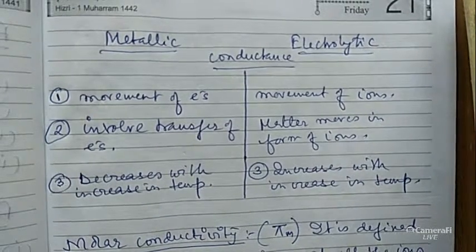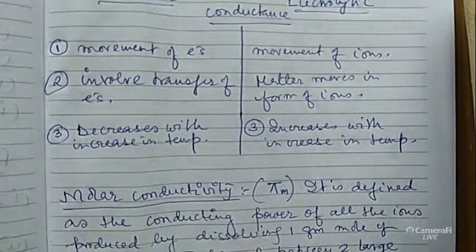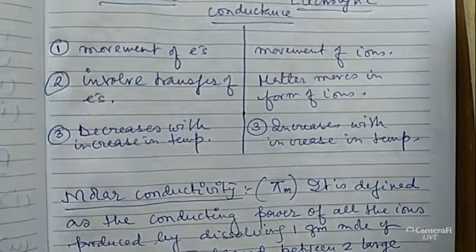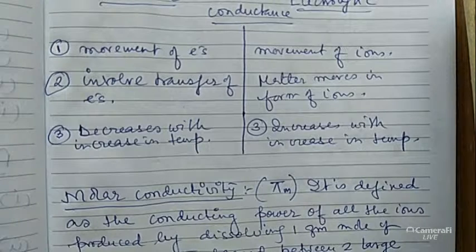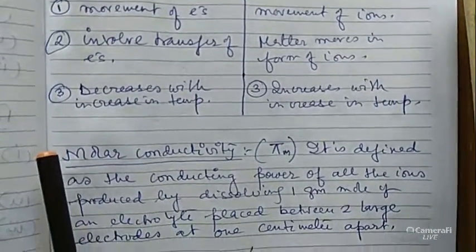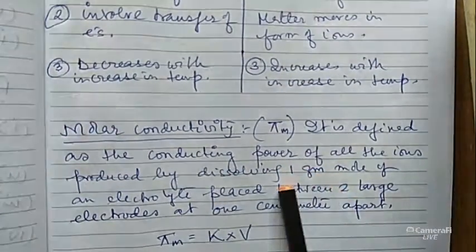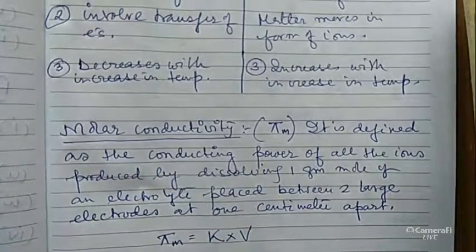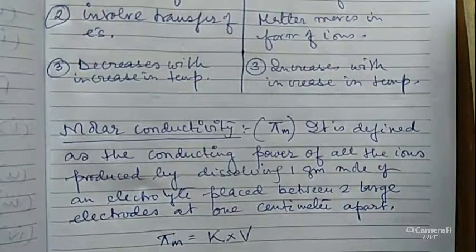Okay, children. Now we have the next topic, that is molar conductivity. Now what is called molar conductivity? It is defined as the conducting power of all the ions produced by dissolving 1 gram mole of an electrolyte placed between two large electrodes at 1 centimeter apart.